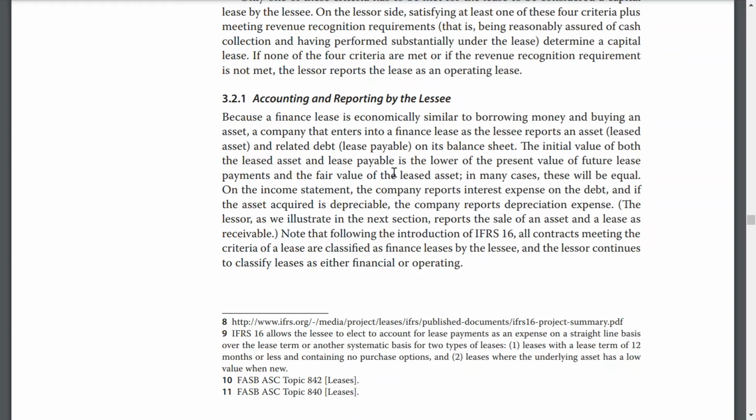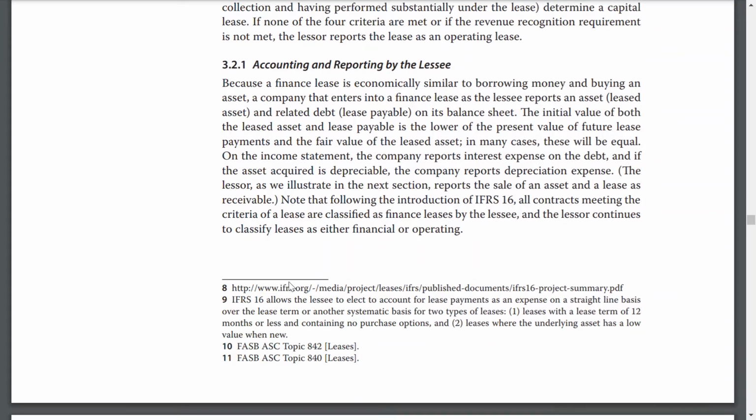Note the following on the introduction of IFRS 16. All contracts meeting the criteria of a lease are classified as finance leases by the lessee, and the lessor continues to classify leases as either finance or operating.